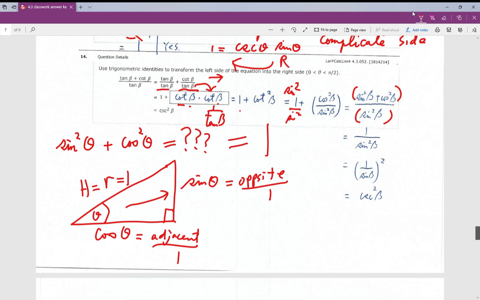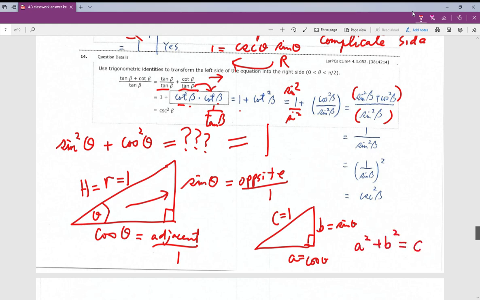Now follow the Pythagorean theorem. Remember, the Pythagorean theorem is a squared plus b squared equals c squared, right? So a is cosine theta, b is sine theta, c is 1. Therefore, by the Pythagorean theorem, a squared plus b squared equals c squared. So you have cosine theta squared plus sine theta squared equals 1 squared, which is 1.